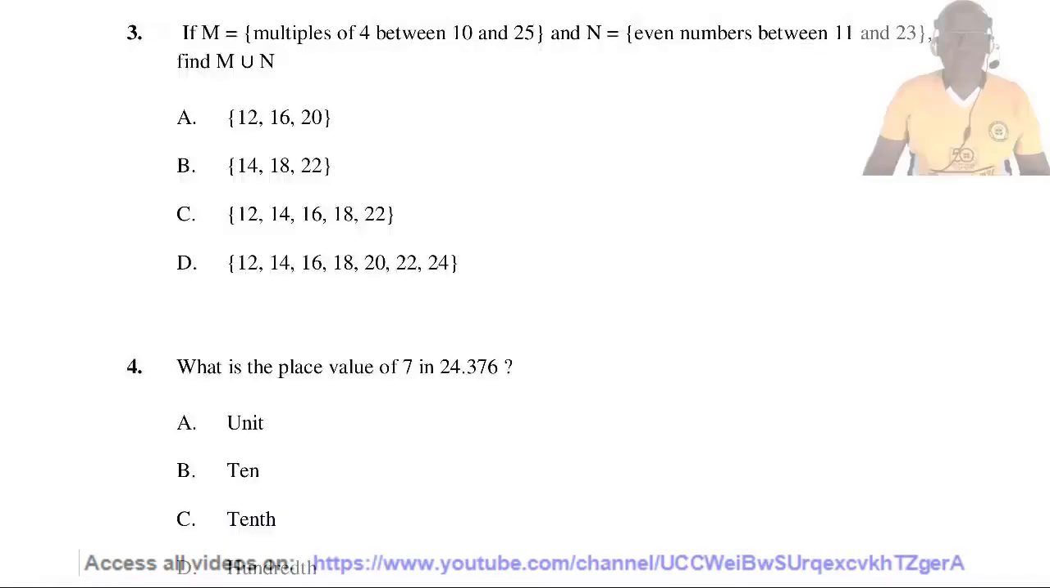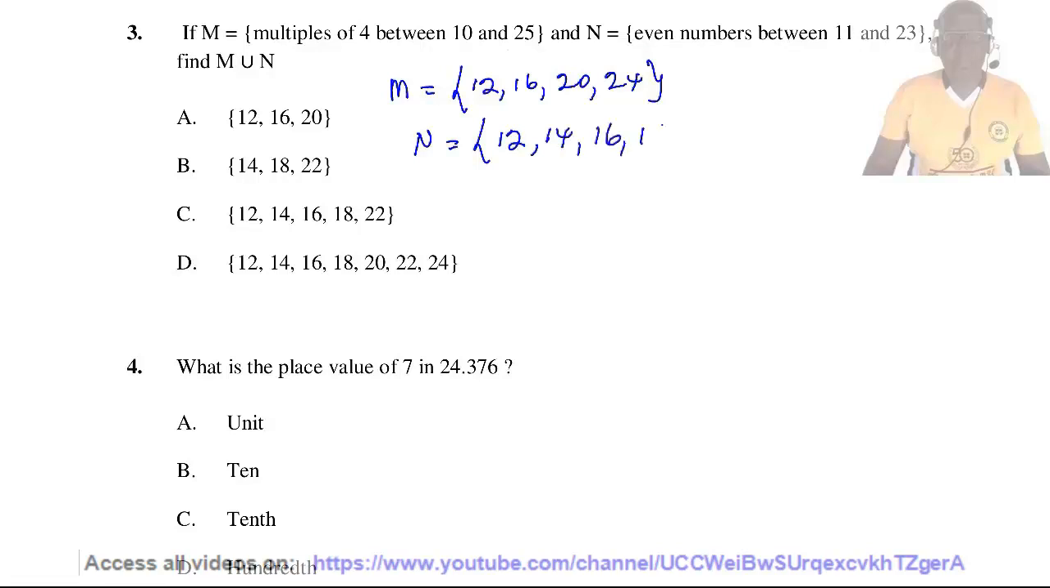Question 3. If the set M equals multiples of 4 between 10 and 25, and N equals even numbers between 11 and 23, find M union N. Now M will be equal to 12, 16, 20, 24. And then N will be equal to 12, 14, 16, 18, 20, 22.